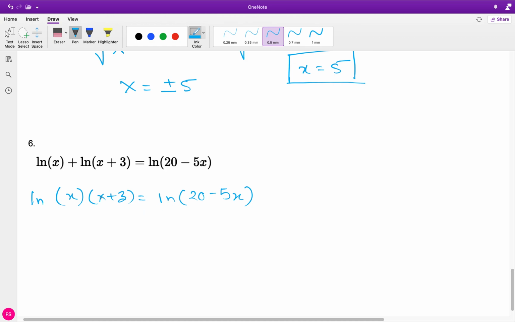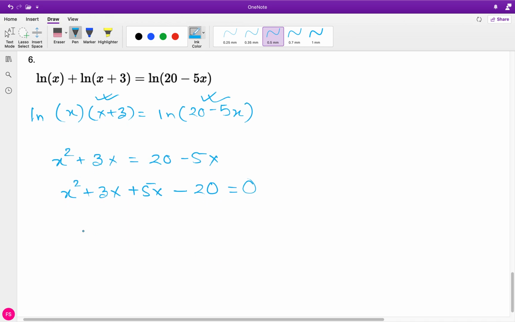Again, if you have ln or log of the same base on both sides, you can just say this equals that. So we can write x squared plus 3x equals 20 minus 5x. I will move everything to this side because this is also a quadratic equation. Negative 5x, move it to that side, it becomes positive. Positive 20, if you move it to the other side, that is negative 20 equals 0. So this will give us x squared plus 8x minus 20 equals 0.